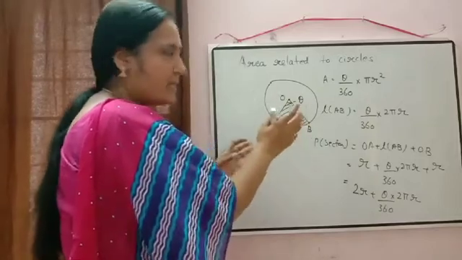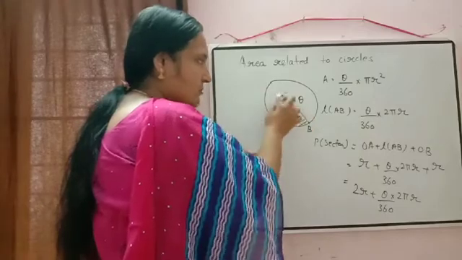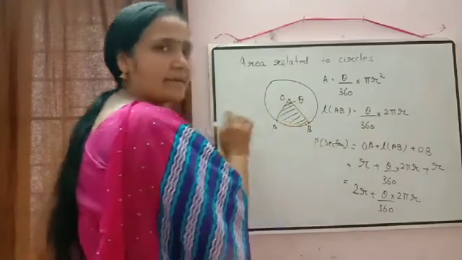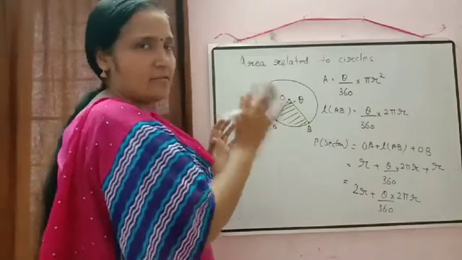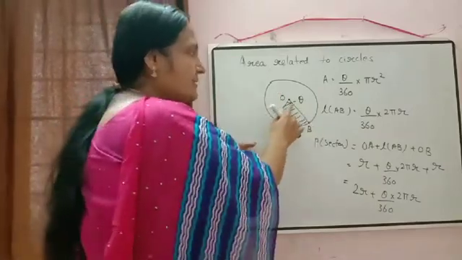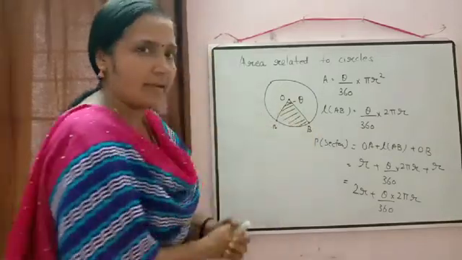So how will we define the sector? A sector is the region enclosed by two radii and the corresponding arc. So in this way we can define a sector. So what is a sector? A sector is the region enclosed by the two radii and the corresponding arc.